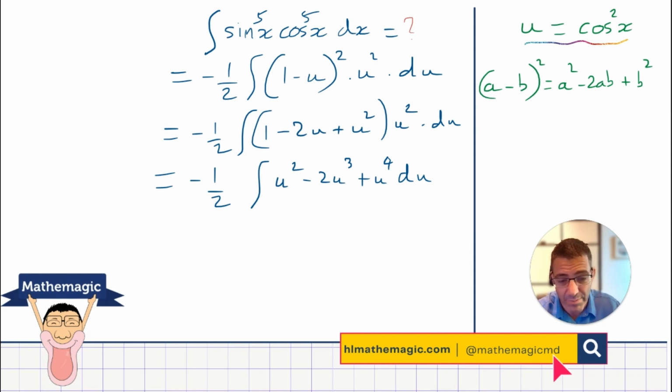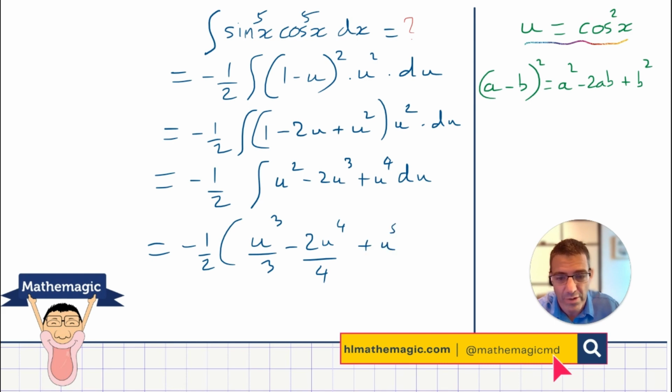Now, using our rules of integration, we can integrate each one of these terms. We just up the degree by 1 and divide by the same number. So we'll have minus a half. And so for our integral here, we can say that this is going to be u cubed divided by 3 minus 2 times u to the power 4 divided by 4 plus u to the power 5 divided by 5, and let's not forget plus a constant.